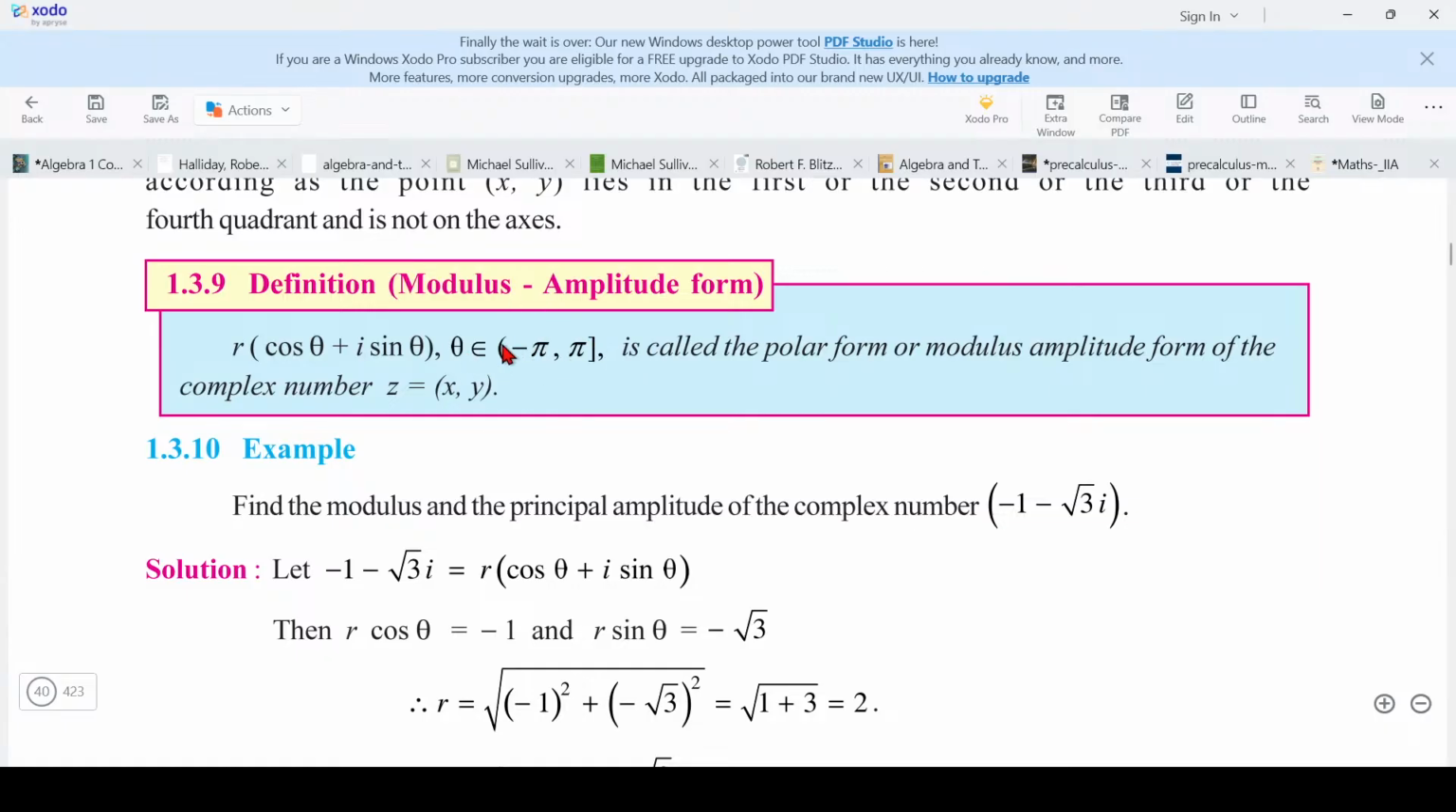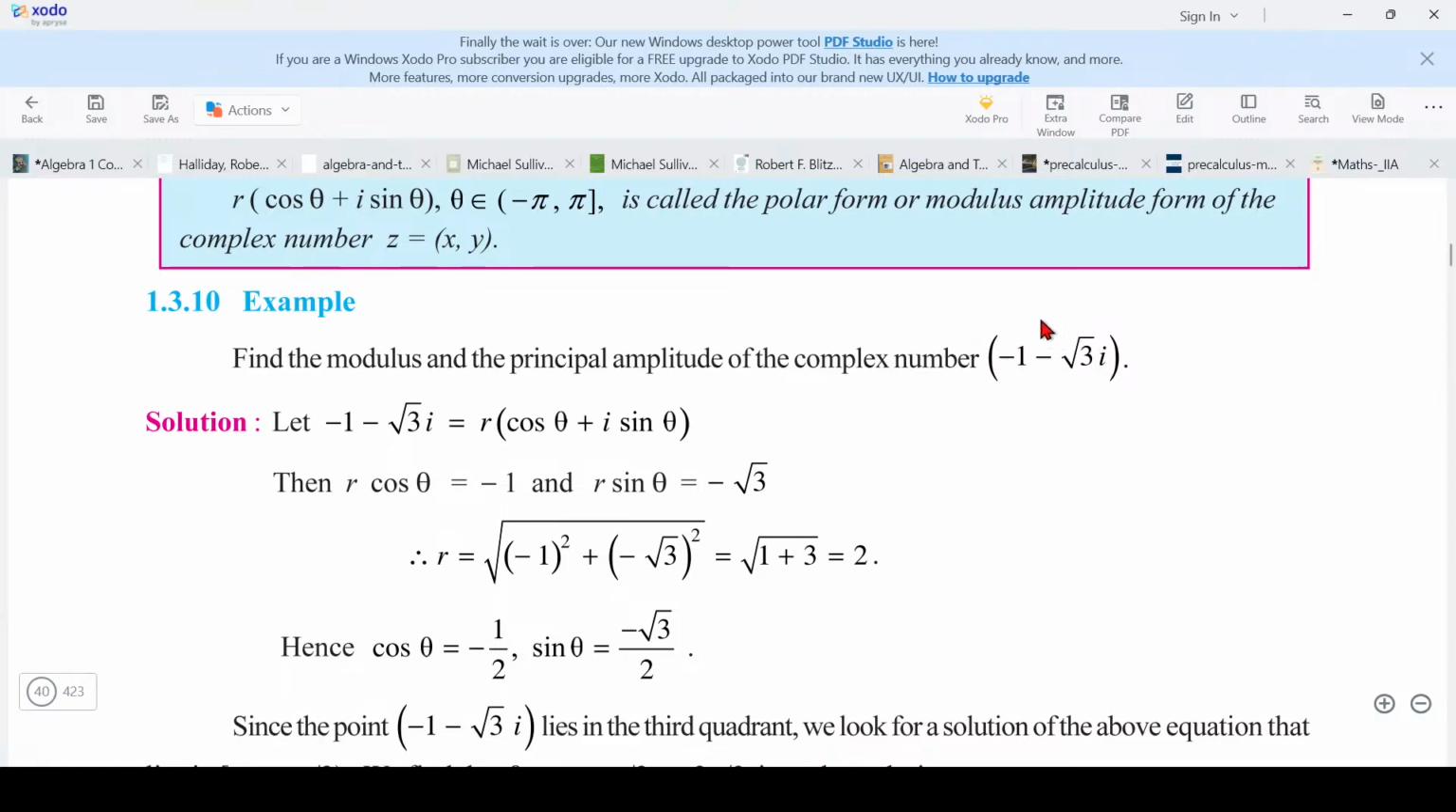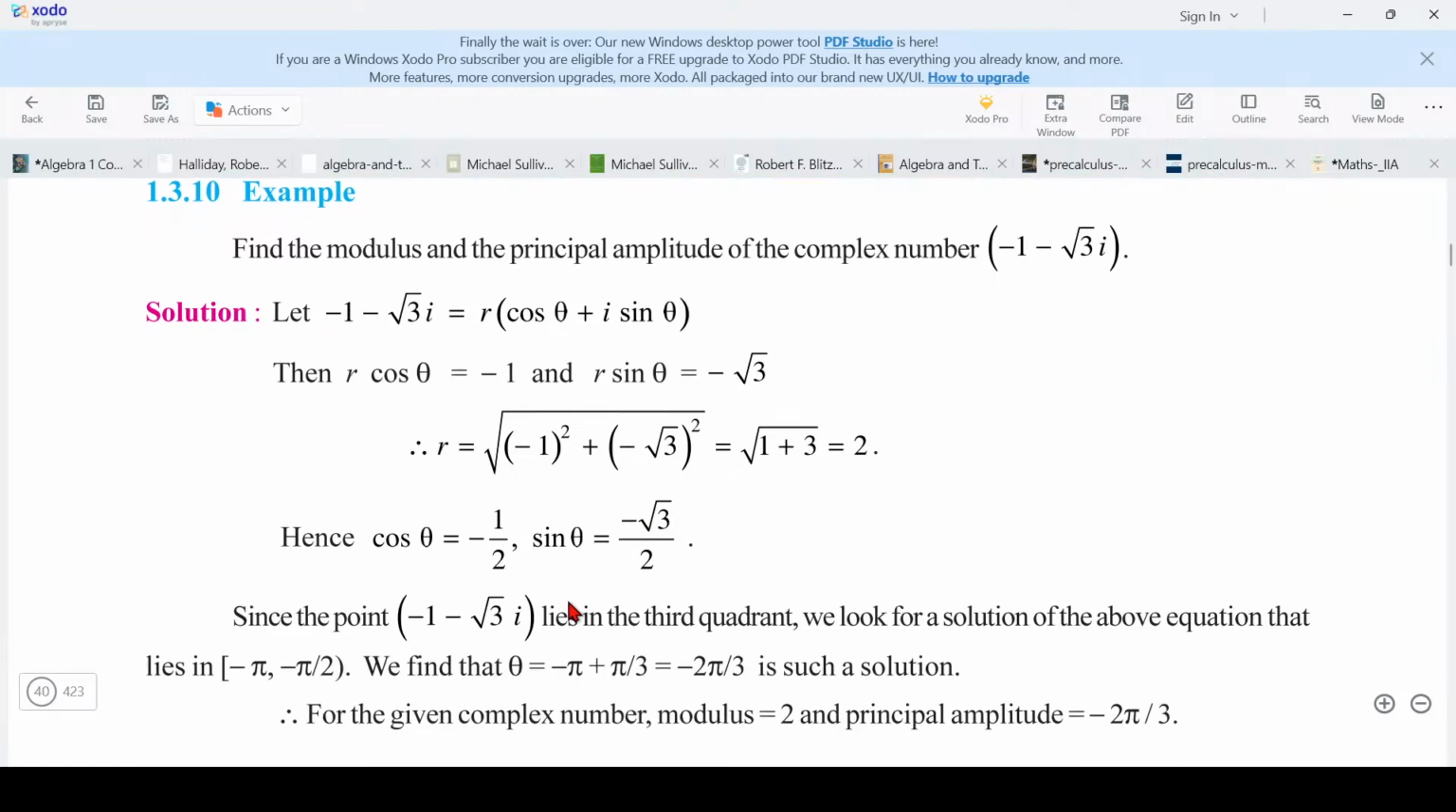Just remember this. This is important. So, for example, how do you convert this? What is the distance from the origin? Square root of 1 square plus root 3 square, which is equal to 2. And what is the angle? The angle is tan inverse of this by this, right?